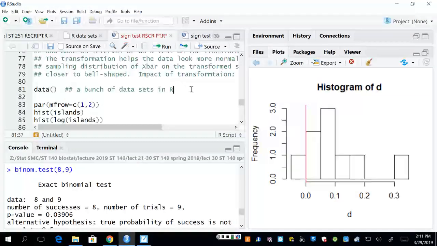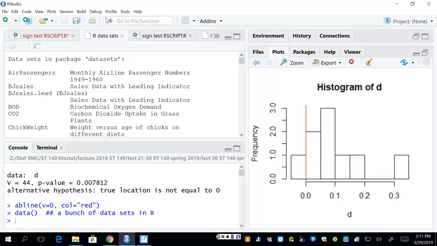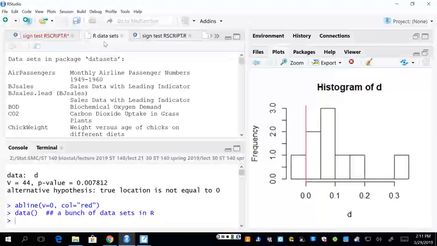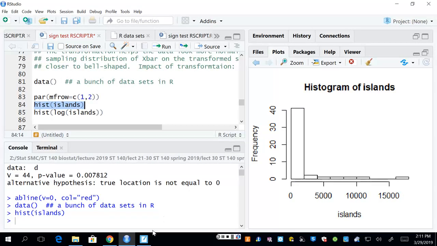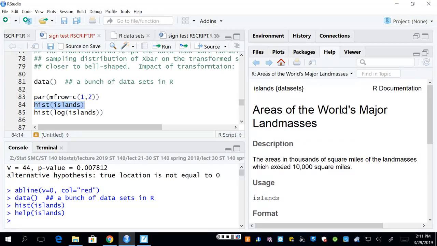Last thing I'll show you is, what does the transformation do? There's a bunch of data sets that are available in R. There's a big list of different data sets that are used as examples of things. One of those is islands. These things all have help files, so help islands: areas of the world's major land masses.